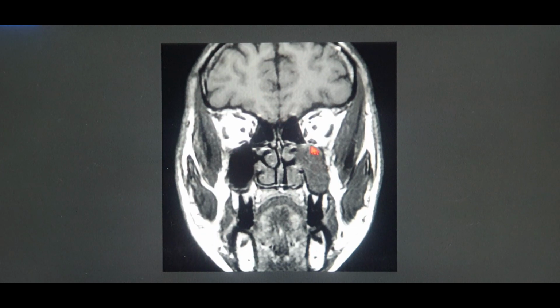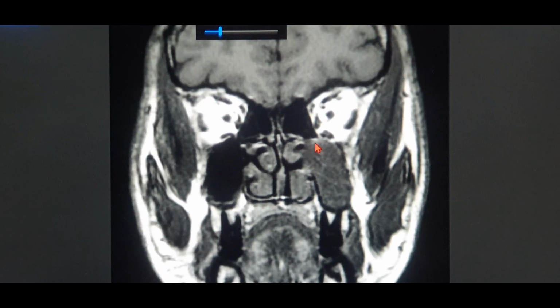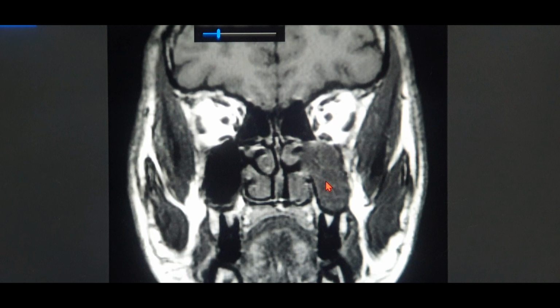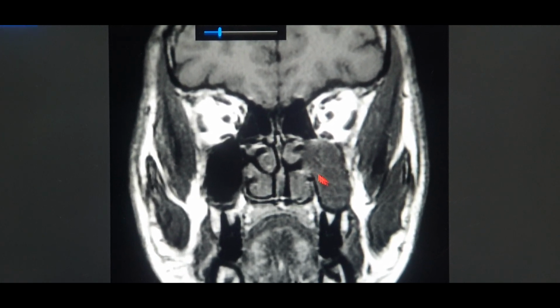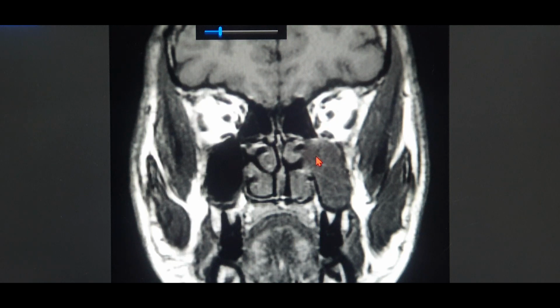So you can see a mass over here. If I zoom this for you, you can see an isointense mass with alternating hyperintense and hypointense areas within itself. You can see streaks, bands within the mass, and this is isointense to muscle, which you can see over here, exactly the same intensity as the muscle.